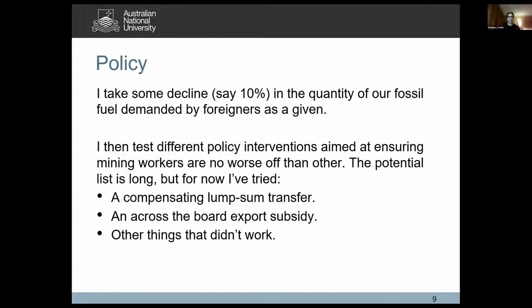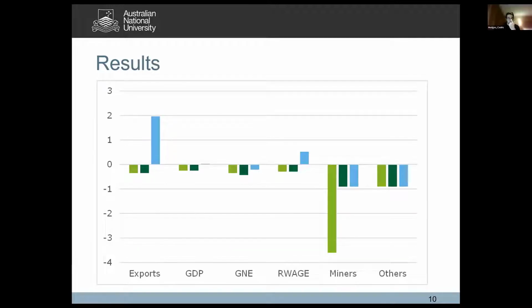How would that go at offsetting the impact? So the results shown here, from left to right and across three different policy simulations, show the change in total exports. You can see the 10% shock in the quantity demanded for fossil fuel exports isn't 1-for-1 in terms of total exports, and the macroeconomic consequences are pretty benign.